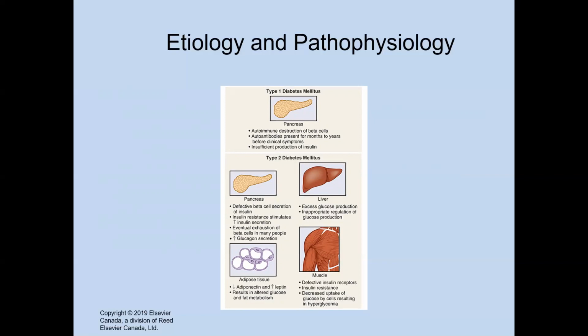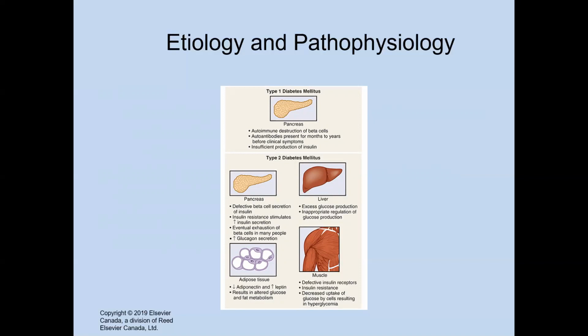Type 2, it's a little bit more of a complex process. What we see is several things happening at different parts of our body. So those beta cells can be defective, and that can impact the secretion of insulin. We also have insulin resistance. And so when we have insulin resistance through our body, that causes our pancreas to increase its production of insulin. So it churns out more and more insulin because our body is not able to use the insulin. The receptors are not able to make use of it. Eventually, we exhaust our pancreas, and so we have no more insulin. Our pancreas has just been used up.